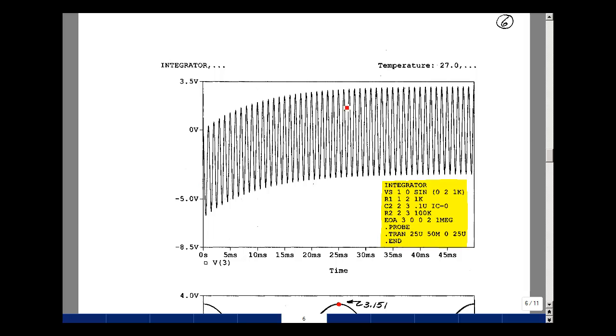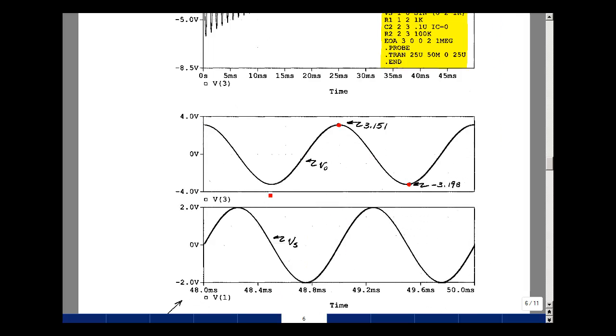We're getting a response that eventually is reaching steady state. Let's zoom in on these last 2 cycles and see what's happening. So here's my output, and it's going between 3.151 and minus 3.198. Now we're predicting that this peak would be equal to 3.183, and we're a little bit off because there is a phase response in there of 1 degree.